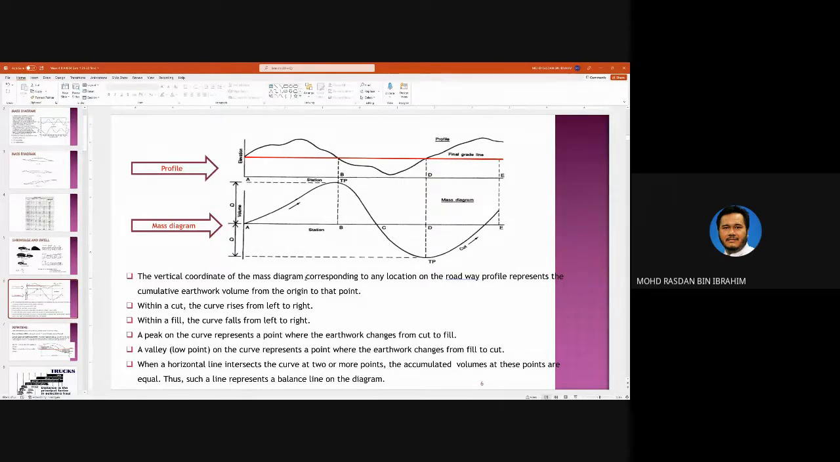So, okay, the vertical mesh diagram corresponds to the cumulative earthwork. Within a cut, the curve rises from left to right. Within a fill, the curve falls from left to right. Okay.